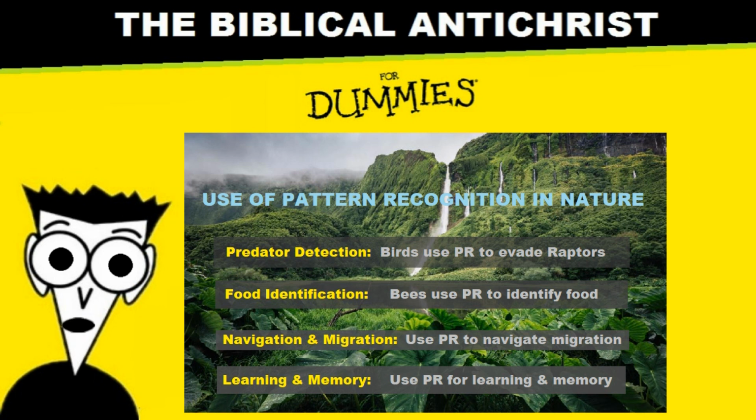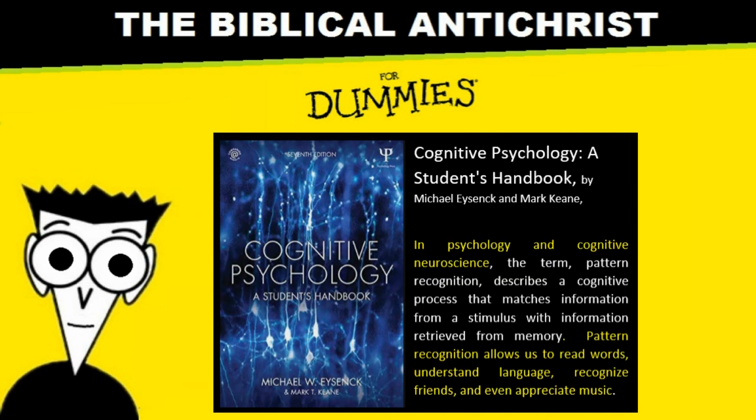But this principle not only exists in nature, it is used in human psychology as well. According to Cognitive Psychology, a Student's Handbook, by Michael Eysenck and Mark Keane, quote, "In psychology and cognitive neuroscience, the term pattern recognition describes a cognitive process that matches information from a stimulus with information retrieved from memory. Pattern recognition allows us to read words, understand language, recognize friends, and even appreciate music."